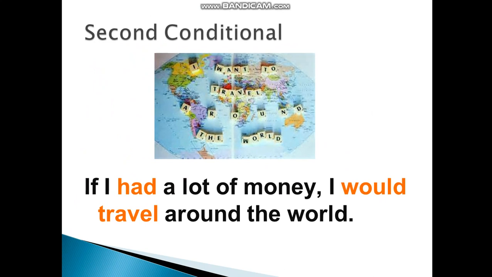What does this mean? It means that in the present time, I don't have enough money, or I don't have a lot of money. That's why I won't travel around the world. So the case is present, but the indication is in the second conditional.